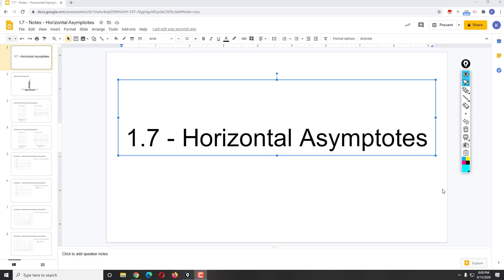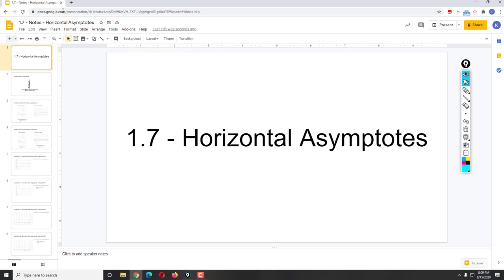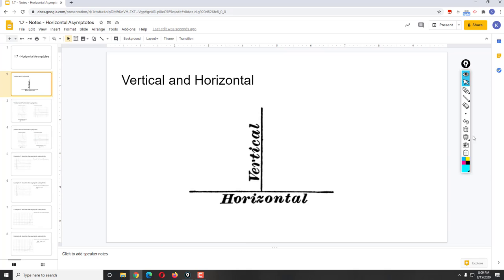Lesson 1.7, Horizontal Asymptotes. Vertical is up, down. Anything left, right is horizontal. So vertical, horizontal.